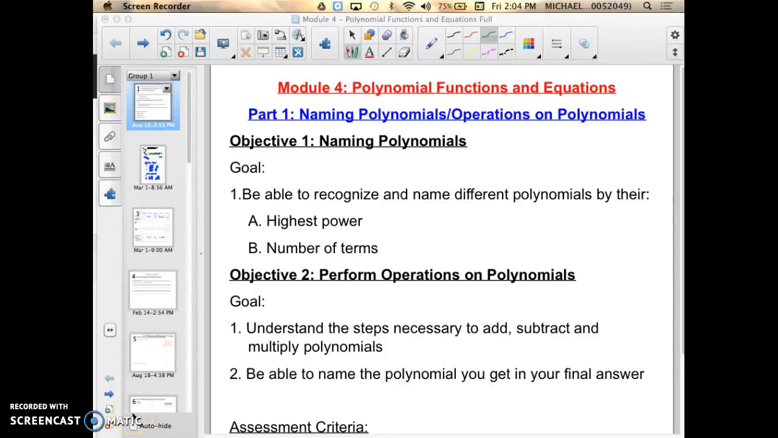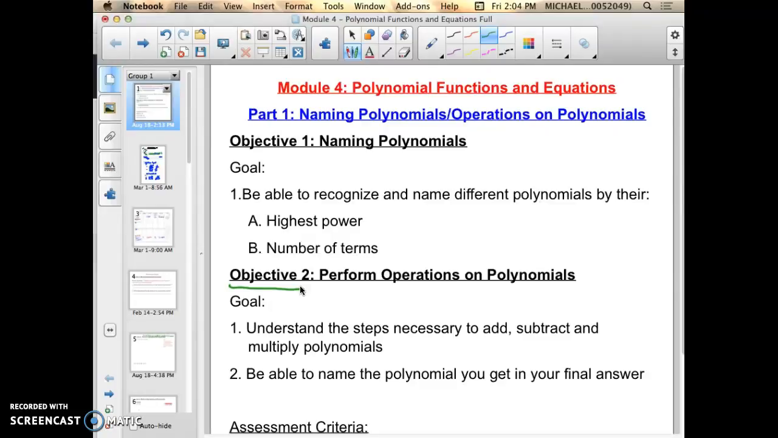Currently we are still in Module 4, Polynomial Functions and Equations. And in this video we're going to go through the second part of Part 1, Operations on Polynomials. And so that's the objective we're working through, Objective 2, Performing Operations on Polynomials.